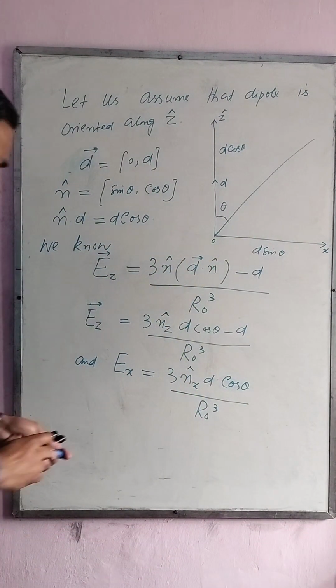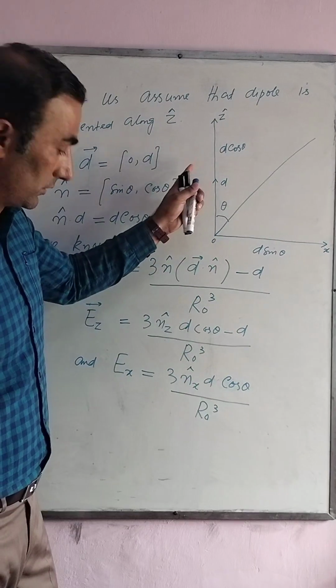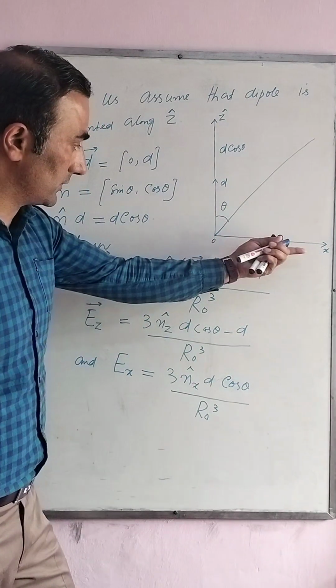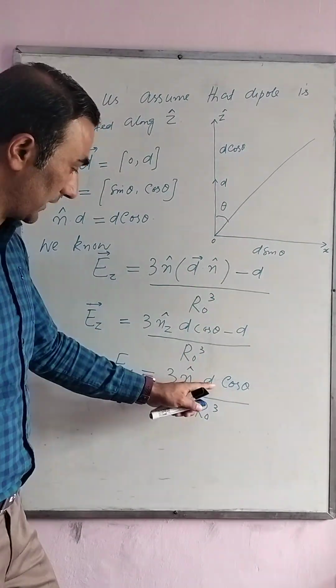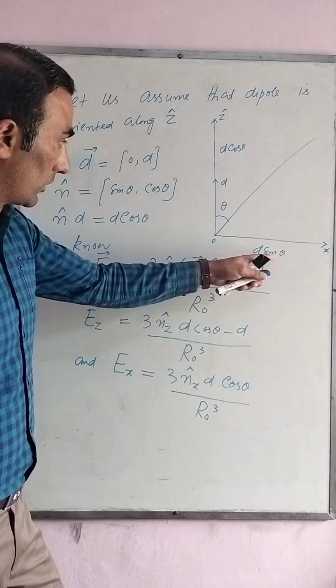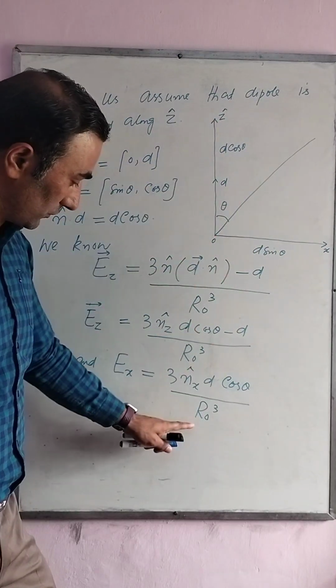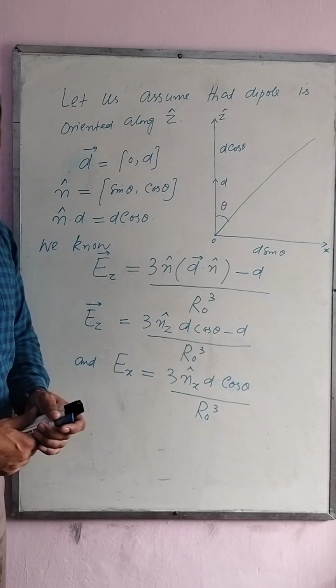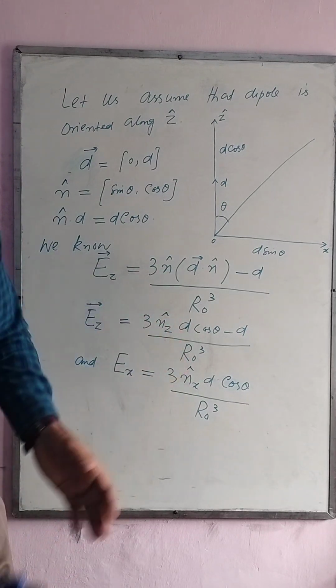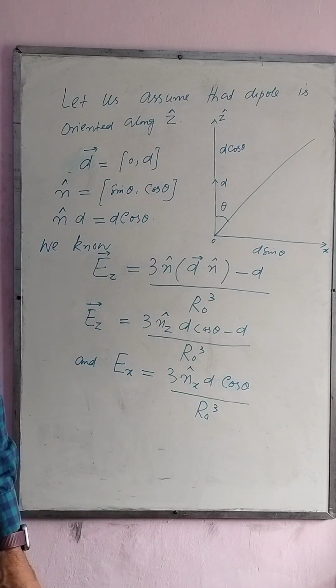Okay, because you don't have only this component, you have to find it along, let's say, the x direction. That will be 2 n_x d cos theta, because n dot d will again be d cos theta, and there is no z component, so this will be minus 0, divided by r naught cubed. So these are the electric field intensity along x and along the z direction, right?